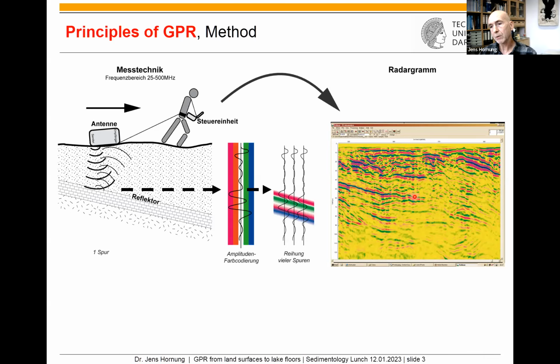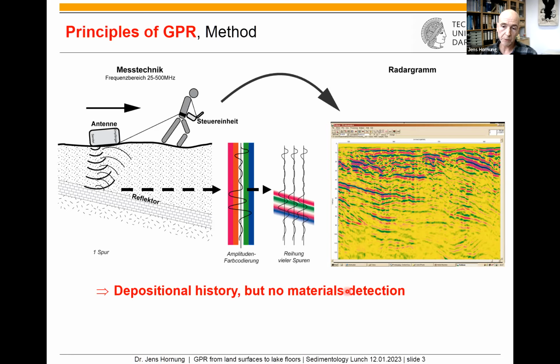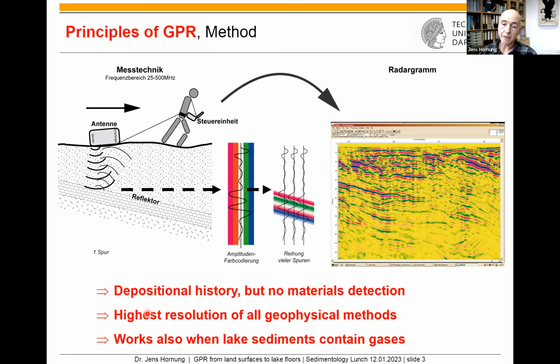So the reflector is somehow the structure, and that means we can reconstruct the depositional history, but we cannot detect the materials which are in the subsurface. This GPR method has the highest resolution of all geophysical methods, which makes it very suitable for sedimentology. And it works also when these lake sediments, where we go later, contain gases. So these acoustic methods like seismics have sometimes problems with that.